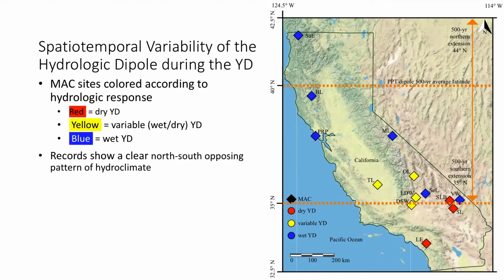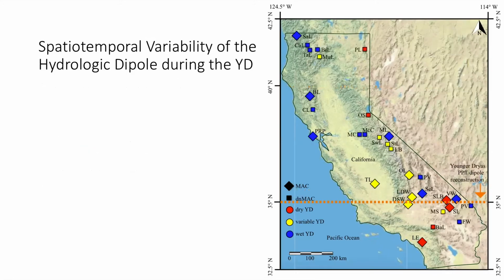As we can observe from our compilation, the records show a clear north-south opposing pattern of hydroclimate, where northern sites above 35 degrees north latitude indicate wet conditions, and sites below 35 degrees north latitude indicate dry conditions. And so this boundary is located at the southern boundary of the historical precipitation dipole from Wise 2016.